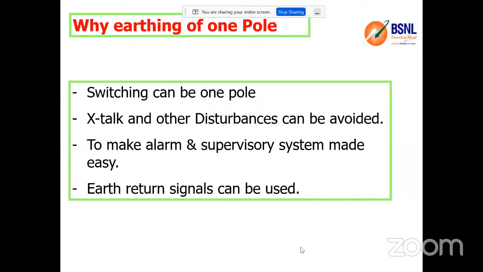And the next point I said is that we are not using two cables in DC. We are earthing one of the poles, or one of the terminals, and using only one terminal for connectivity. The reasons are, as I said, we can avoid crosstalk, we can put the earthing, and we can also use it for alarms and supervisory functions in an easy methodology.